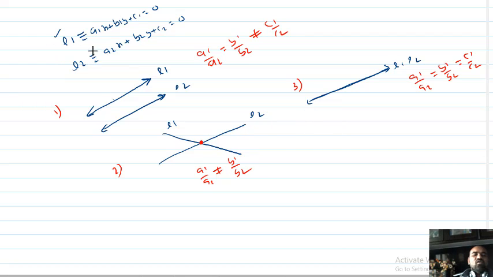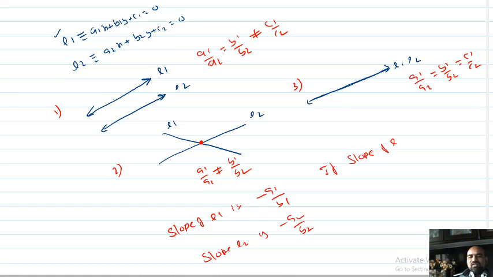If L1, L2, find slope of L1. Slope of L1 is minus a1 by b1. Slope of L2 is minus a2 by b2. For example, if these two are the same, it means either they are distinct parallel lines or one line falls on another. So, what happened? If slope of L1 equal to slope of L2, I will write here, minus a1 by b1 equal to minus a2 by b2. Minus minus get cancelled, or another way I can say a1 by a2 equal to b1 by b2.